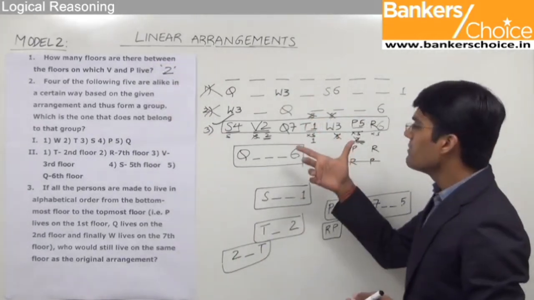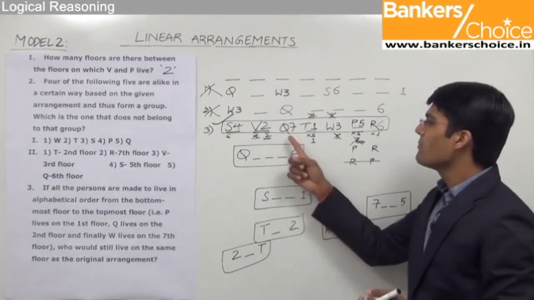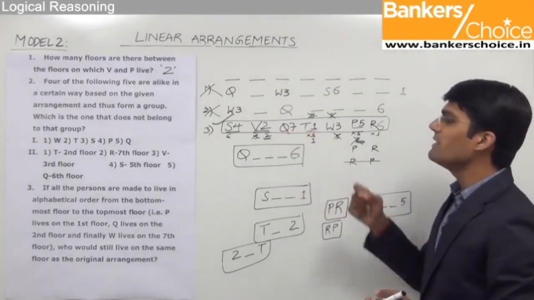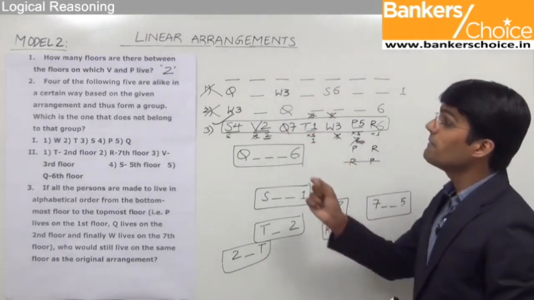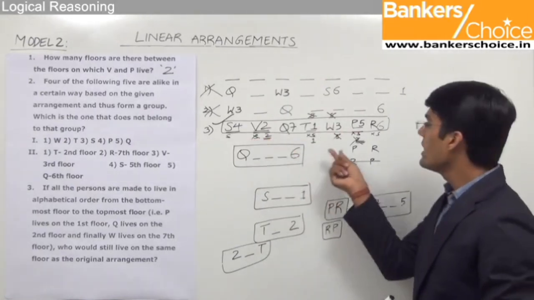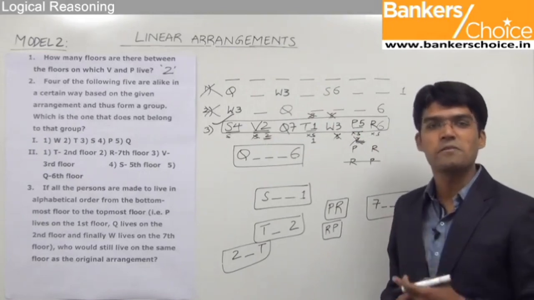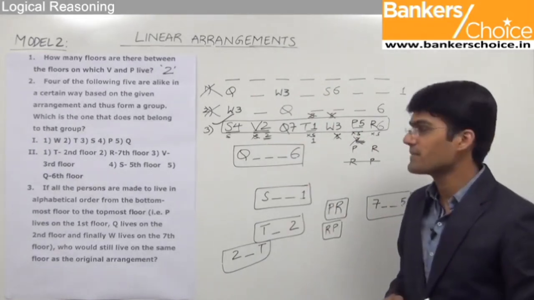Remember, in a hurry, generally people go wrong in answering this question. They misunderstand that the number of floors between V and P are 3, as there are 3 persons between V and P. But the question here says the number of floors between the floors on which V and P live. So V is on the 2nd floor and P is on the 5th floor. So the number of floors between them are only 2, that is the 3rd floor and the 4th floor. So be careful while answering these type of questions.